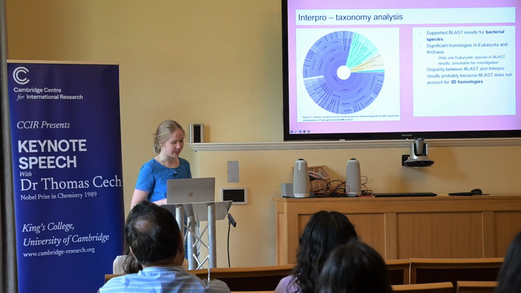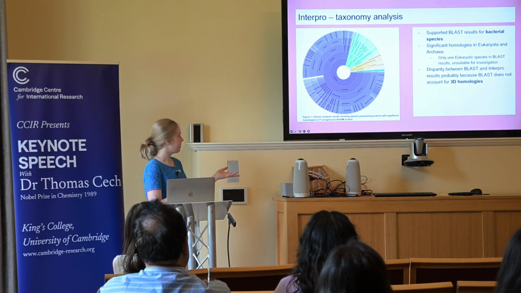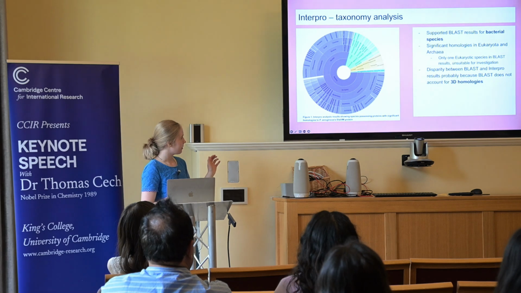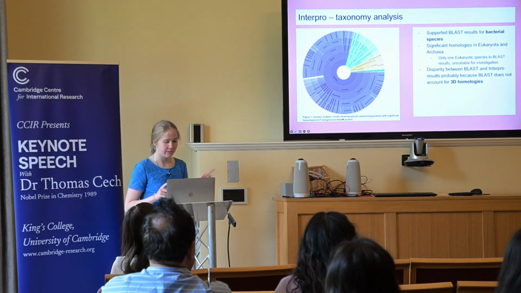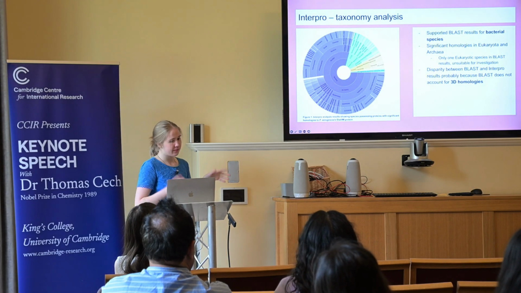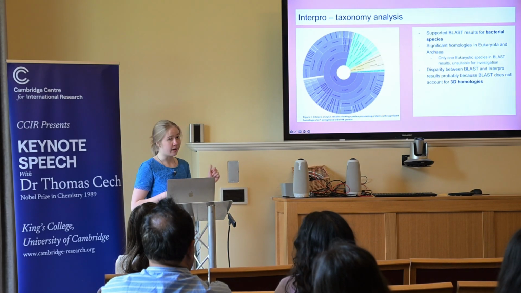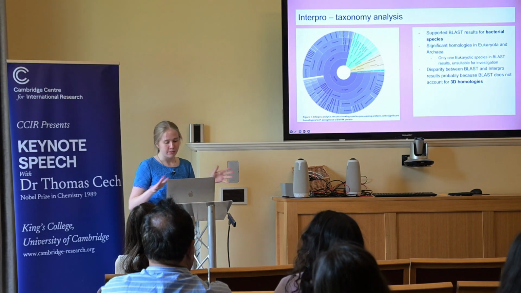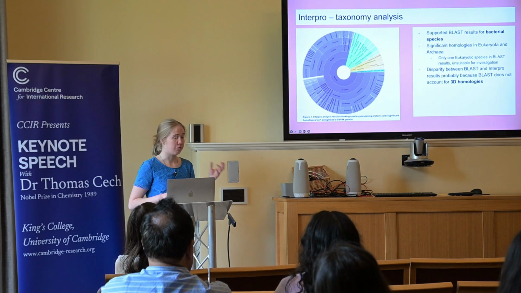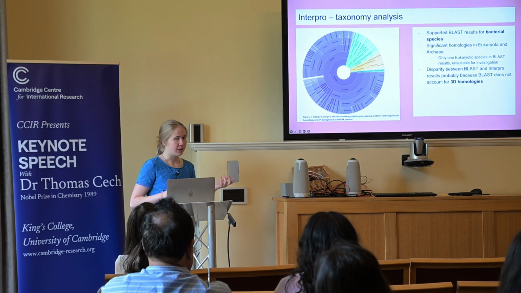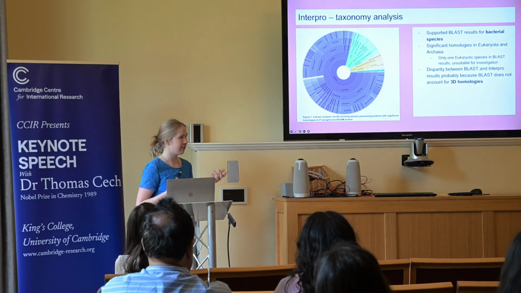Okay, now to protein analysis. Again, we'll start with blaVIM. So on InterPro, the results support BLAST results for bacterial species, which is good, but we're also seeing some significant homologies in Eukaryota and Archaea, which was surprising. These were absent on BLAST, except for this one eukaryotic species that we couldn't look more into because it had a query coverage score of only 12%. So that means the homology that was found was only on a very little snippet of DNA. We couldn't look more into it.